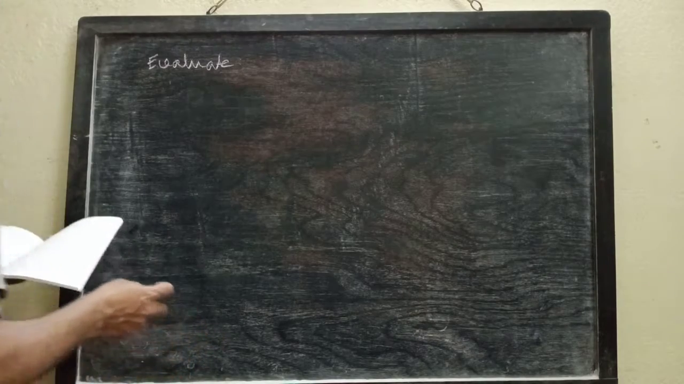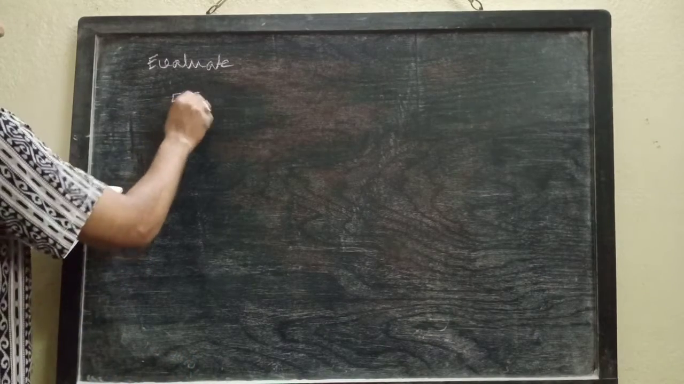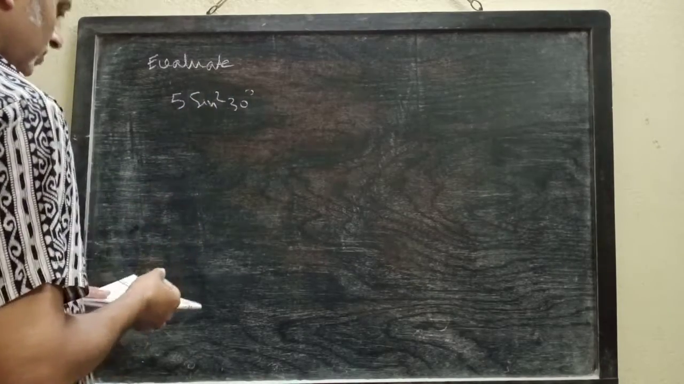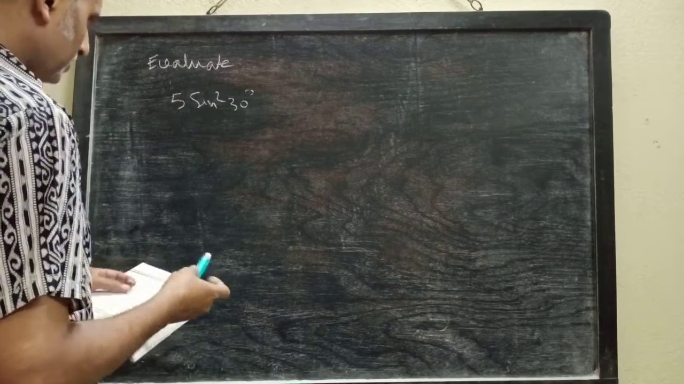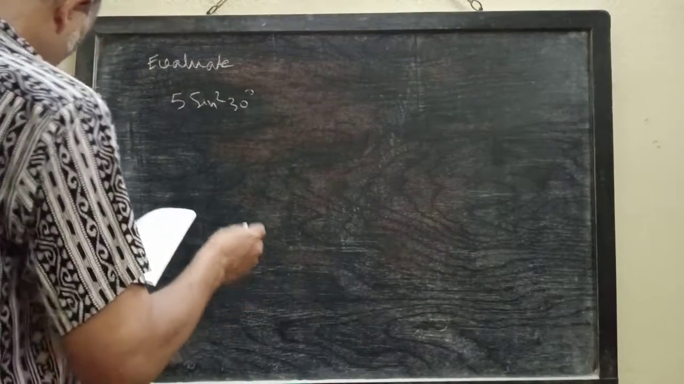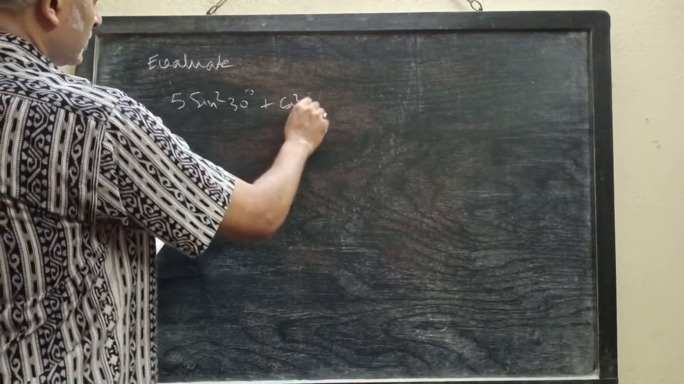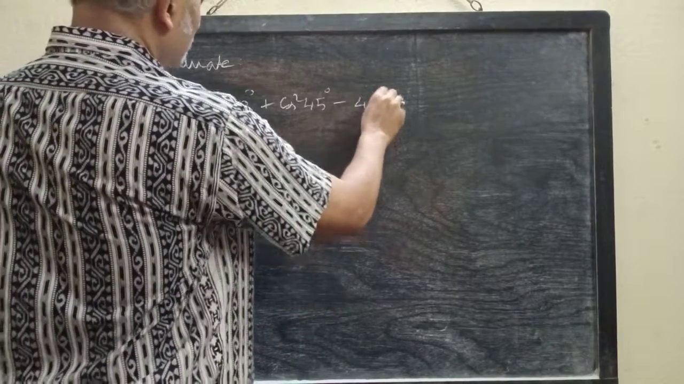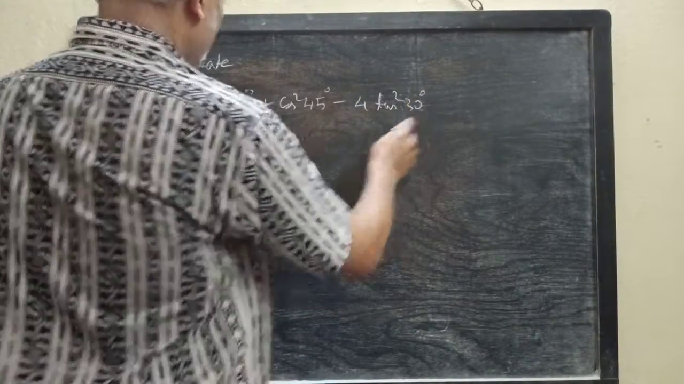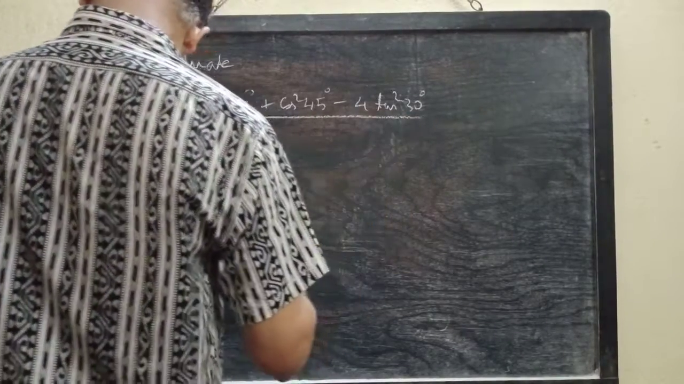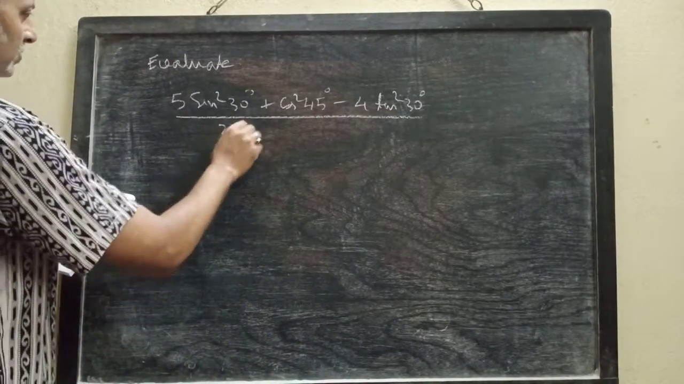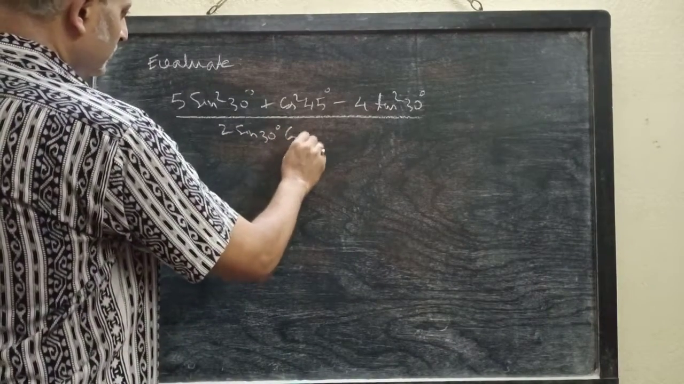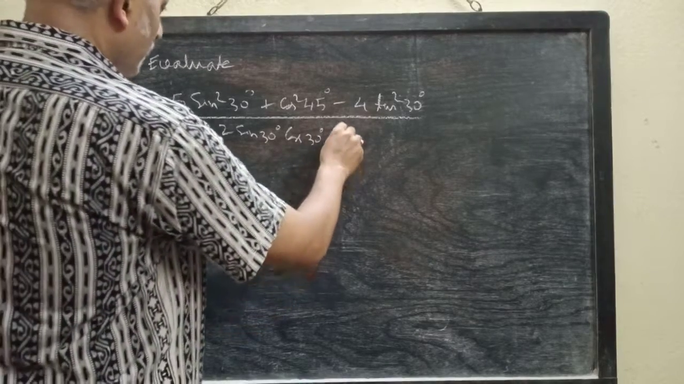Next problem: 5 sin square 30 degree plus cos square 45 degree minus 4 tan square 30 degree by 2 sin 30 degree cos 30 degree plus tan 45 degree.